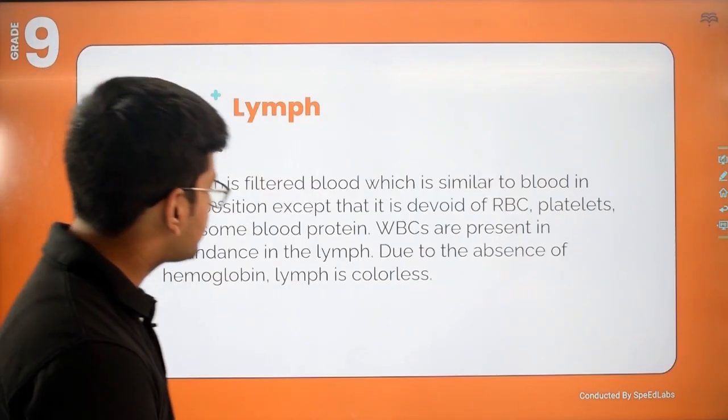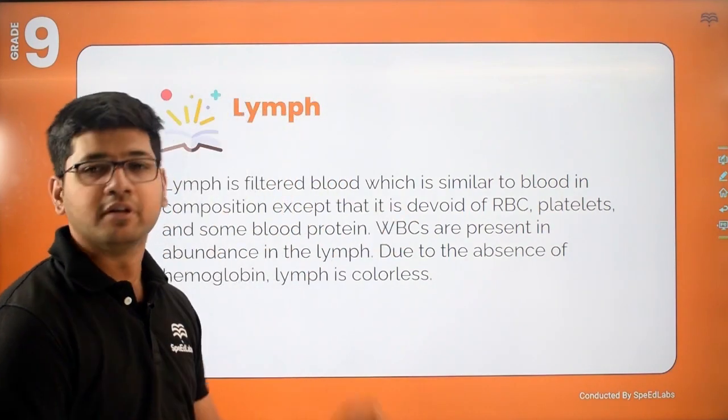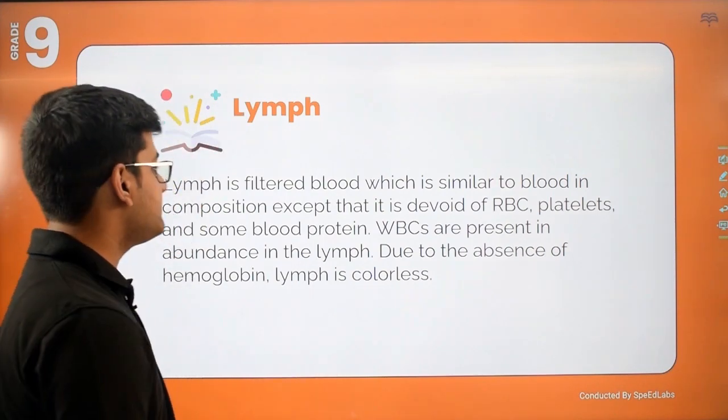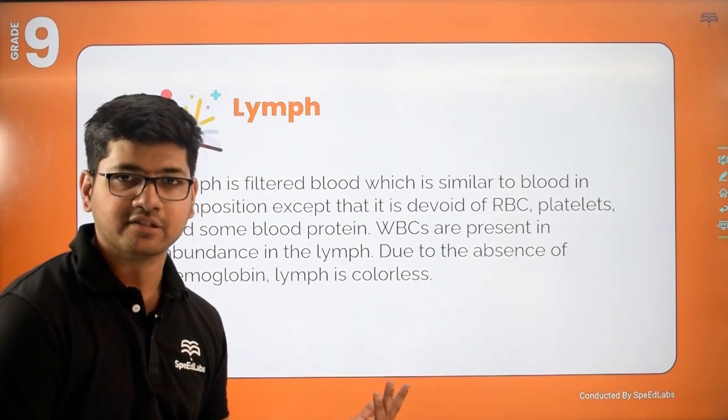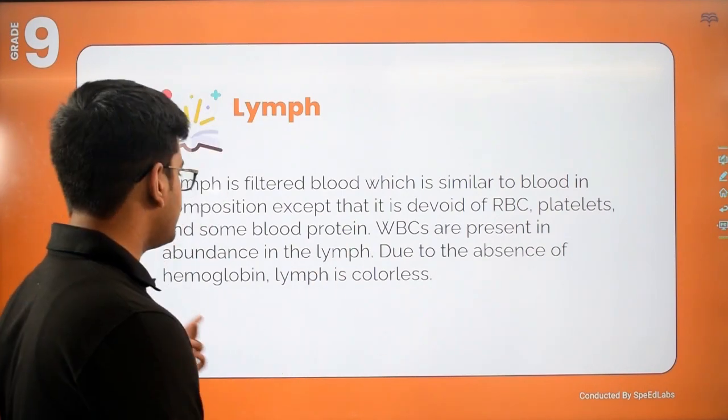Along with it, lymph is a very important component of the blood. It is filtered blood, similar to blood, and it is devoid of mainly RBCs, platelets and some blood proteins. WBCs are present in lymph, and due to the absence of hemoglobin, lymph is mainly colorless.